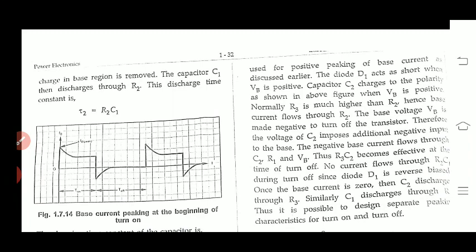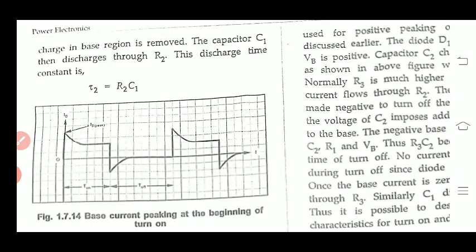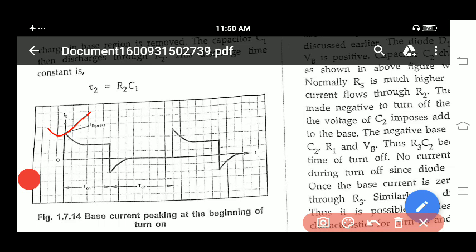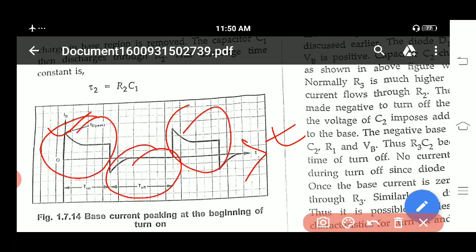So here you can observe that to turn on your BJT, you are applying IB, so you will get IB peak. This is time period T. Turn on time is this one. Turn off time will be this one.